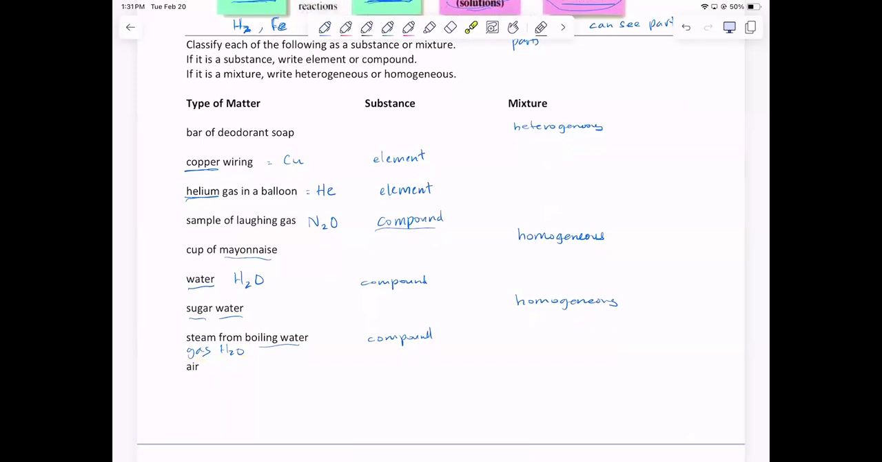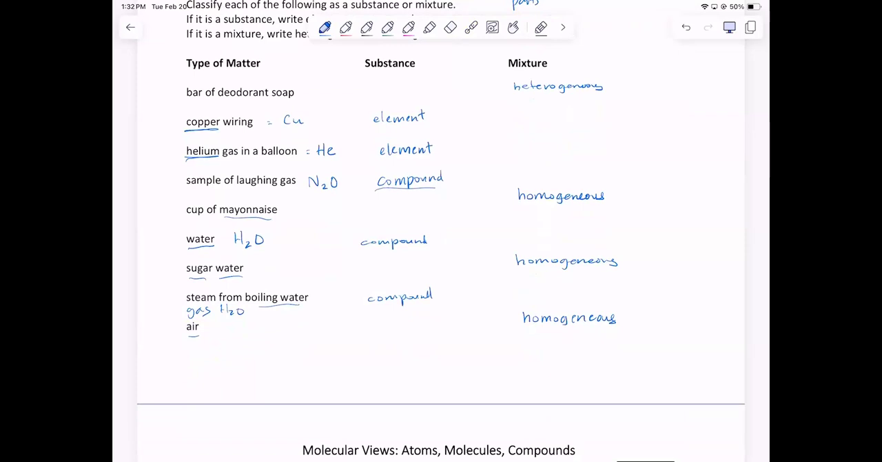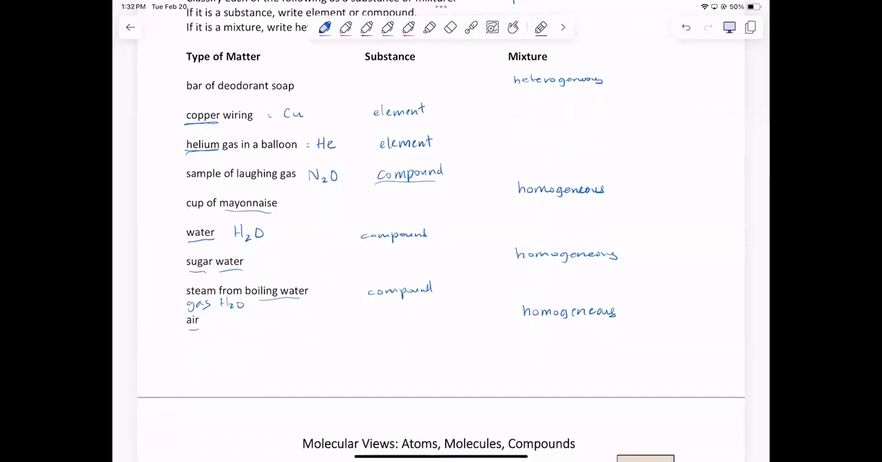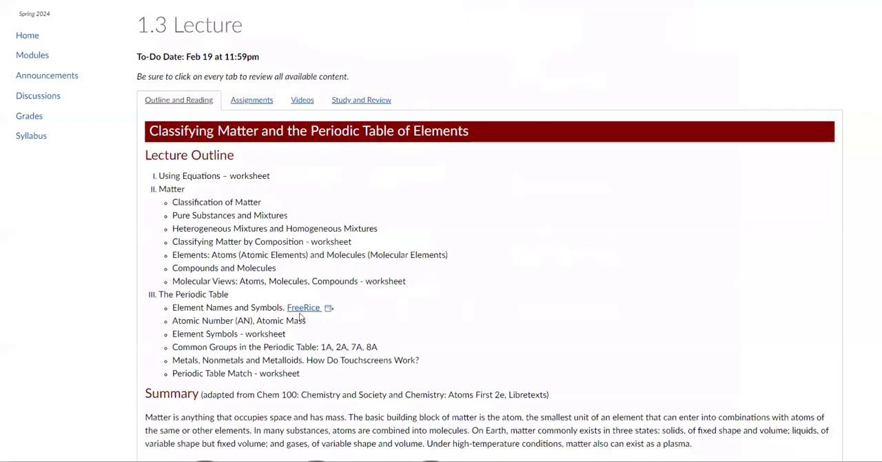And then air, we talked about being a mixture of many different types of gases. We'll talk about air in a future lab, as well as air and air pollutants in this module. Okay, so kind of fun.